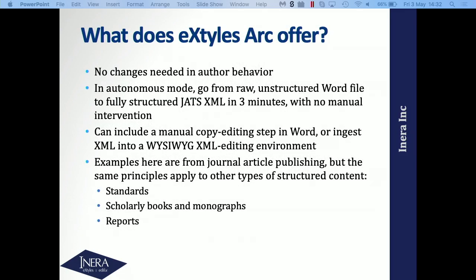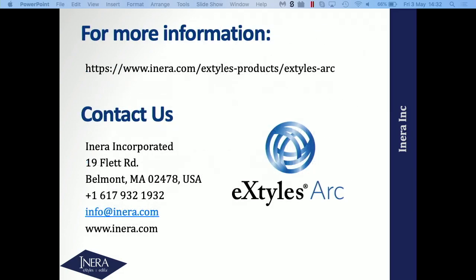What does it offer? No changes in author behavior. In autonomous mode, we could have gone from a raw Word file to JATS XML in less time than I've been speaking. You can include a manual copy editing step, if you like, in Word. And though this was journal publishing, we can apply this to standards, scholarly books, reports, and that is it.